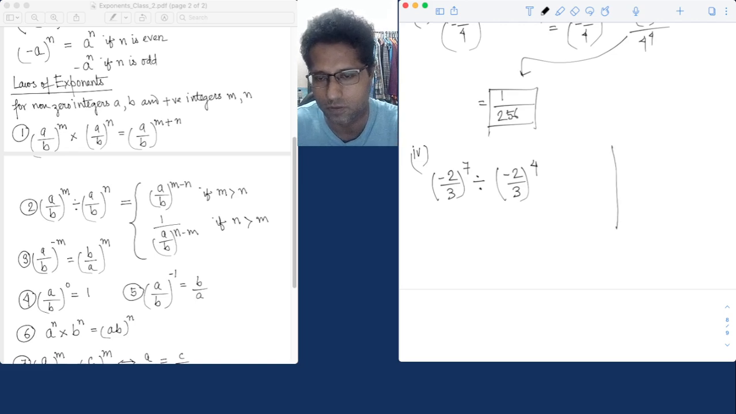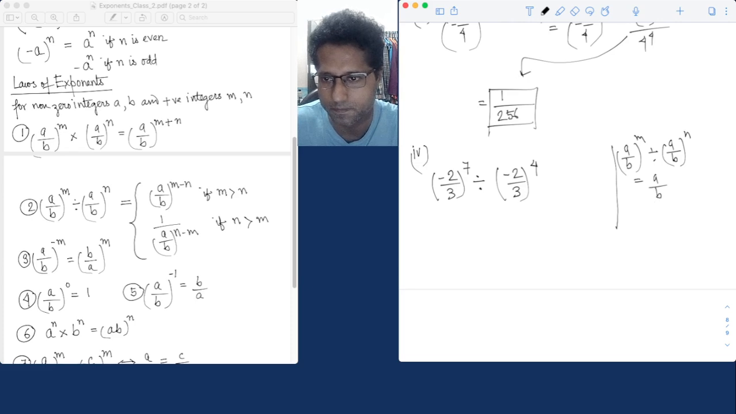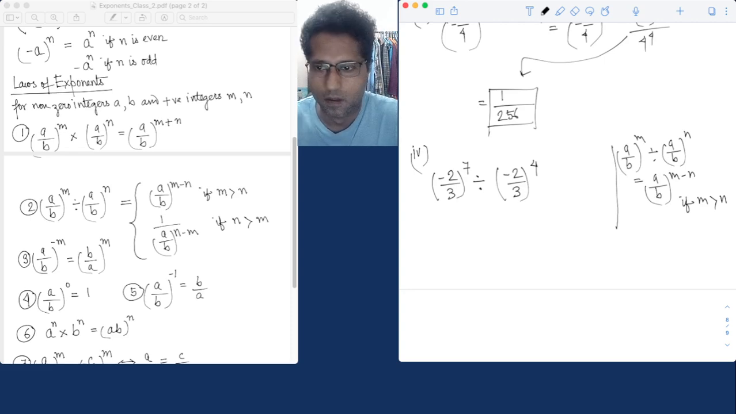So we will apply the law here. We know that a by b raised to the power m divided by the same base a by b raised to the power n equals a by b raised to the power m minus n, if m is greater than n. We know this law, so it directly applies to this problem.